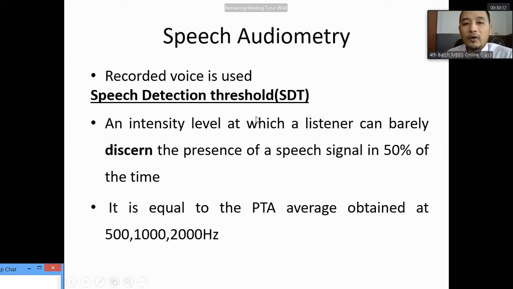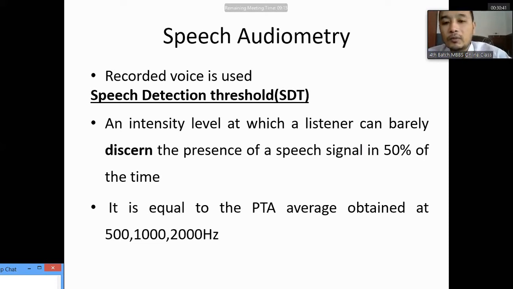Here the recorded voice is given in different intensity, and the speech detection threshold is the intensity level at which the listener can barely detect the presence of speech. In 50% of instances, the patient can detect that there is some speech going on. This is called speech detection threshold, and this is equal to the PTA average obtained at 500, 1000 and 2000 Hz.